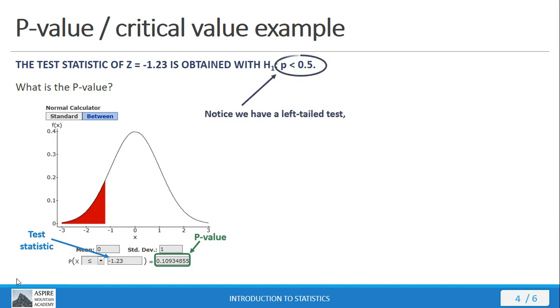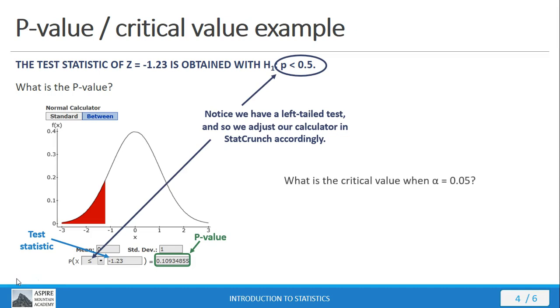Notice we have a left-tailed test. This is how we know we want the tail on the left and not going to the right of the test statistic, because our alternative hypothesis has the inequality sign of less than, and that's like an arrow pointing to the left. So we know we have a left-tailed test. And so we're going to adjust that calculator in StatCrunch accordingly. We want that left tail of our distribution to be the area that is the p-value.